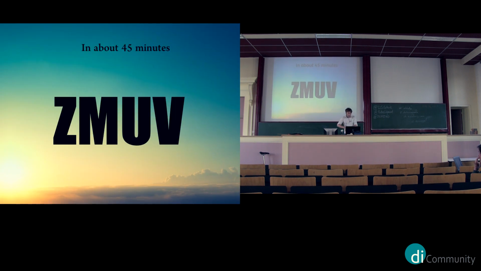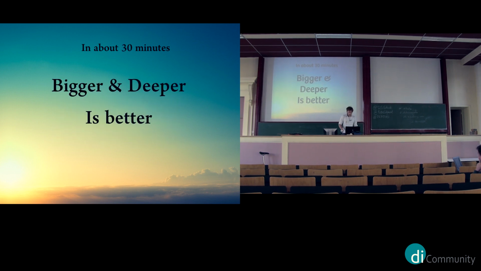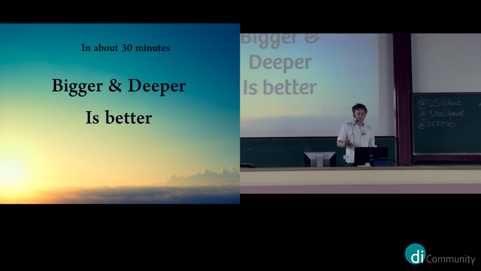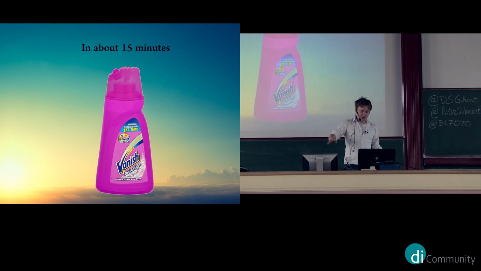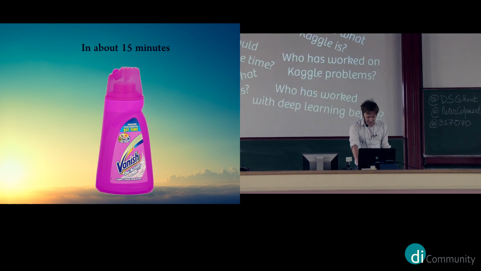So, deep learning: what, how, why. I'm going to talk today about the use of deep learning, especially for Kaggle competitions, as this is probably the most interesting part, instead of the pure academic part. In about 45 minutes, I will explain what SMUF is, why SMUF is interesting, and why you really need SMUF. In about 30 minutes, I'm going to talk about bigger and deeper is better. In about 15 minutes, I'm going to give you some publicity on vanishing gradients and why it's important for deep learning.